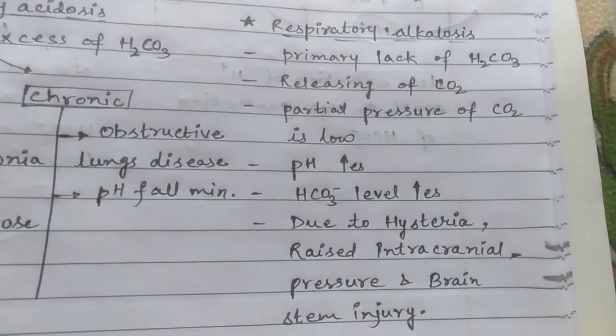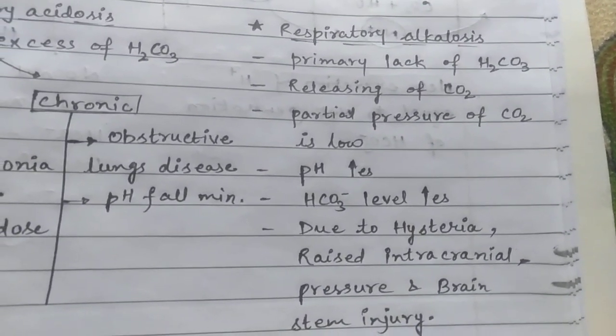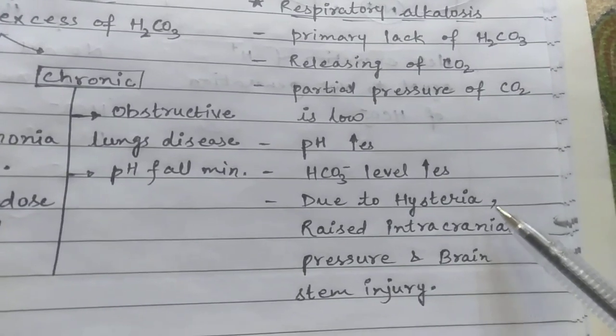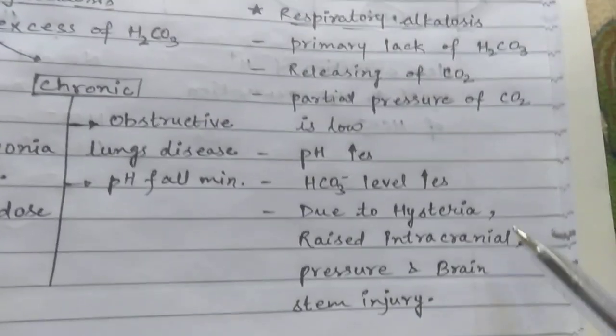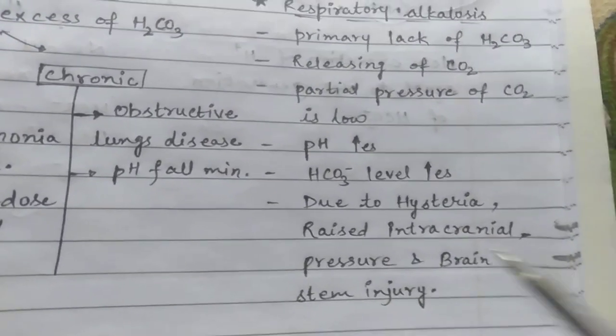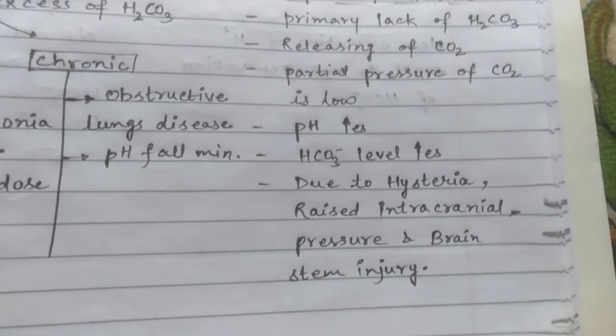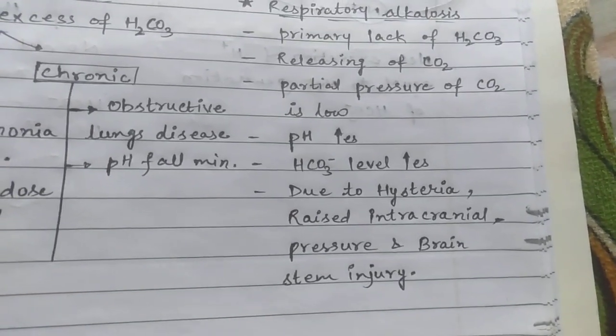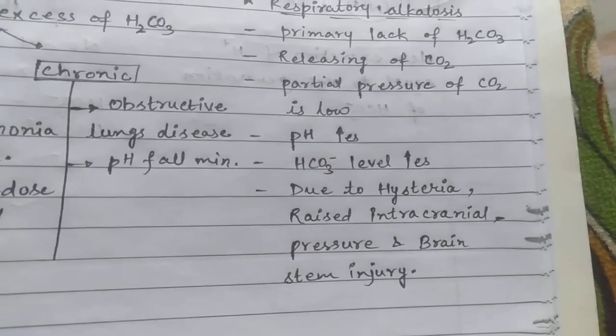Now what are the conditions by which respiratory alkalosis occurs? So this is because of hysteria and anxiety, you can say. And apart from that, this is the raised intracranial pressure and the brain injury.